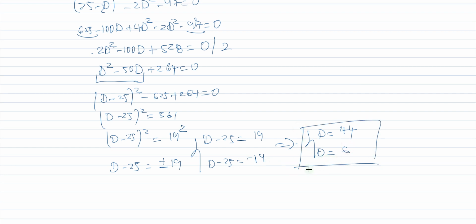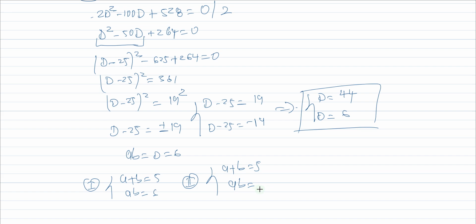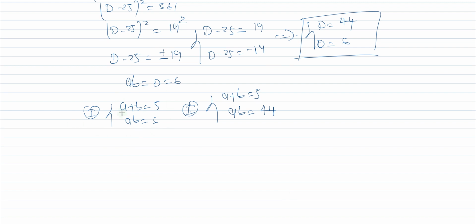Okay, so we have the value of d, which is ab. So now we have that a times b is equal to d, which is equal to 6 in our first case. So we have two cases. First case, we have a plus, sorry, I'm putting x here. We have a + b equal to 5, and ab equal to 6, or our second case, a + b equal to 5 and ab equal to 44.